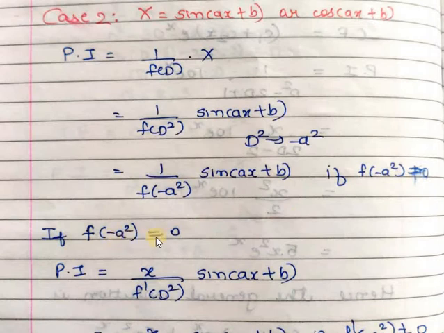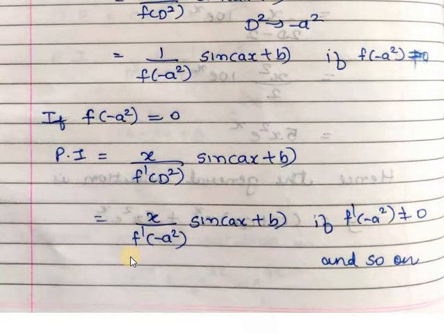But if f(−a²) is equal to 0, then the particular integral is given by x divided by f'(D²) sin(ax + b). That means we have to multiply by x and take the derivative of the denominator. Here we will replace D² by −a², so it will be x divided by f'(−a²) sin(ax + b) if f'(−a²) is not equal to 0. Now if f'(−a²) is equal to 0, then again we will have to multiply by x and take the derivative of the denominator.